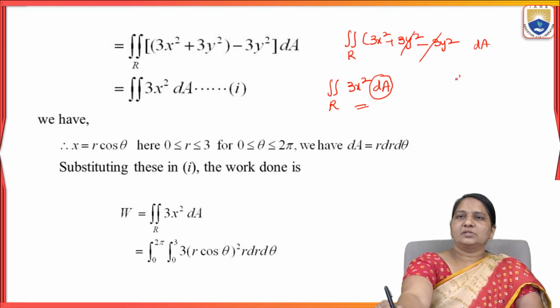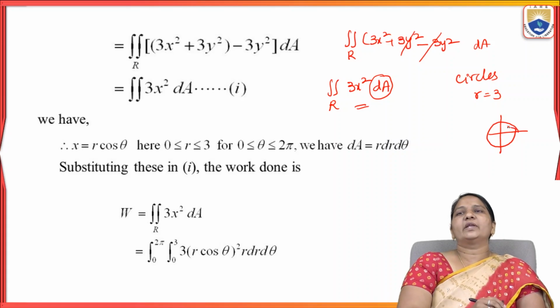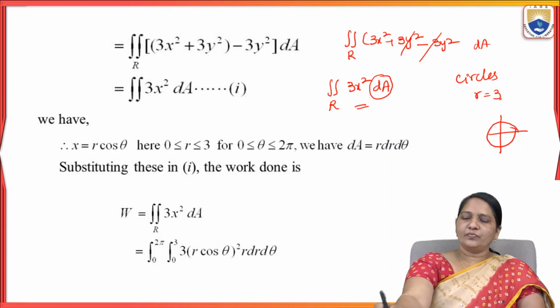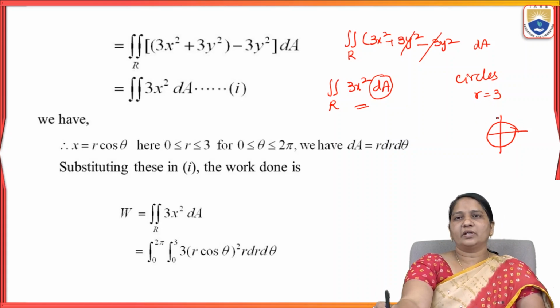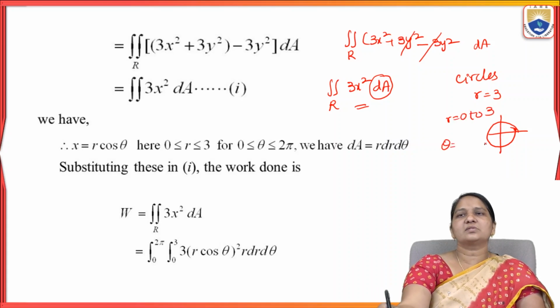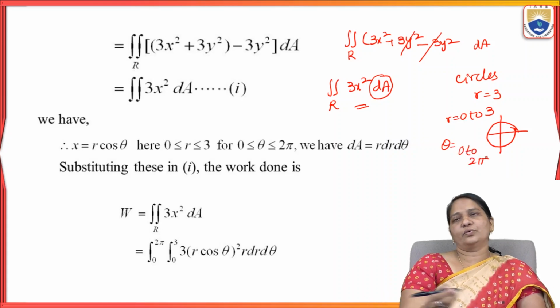So the given circle has radius 3. And when we take the circle, we can calculate this area value by using polar coordinates. If we know the r limits and theta limits, we can calculate. So the radius r goes from 0 to 3. Now what about theta? Given the complete circle, that angle is 0 to 2 pi.